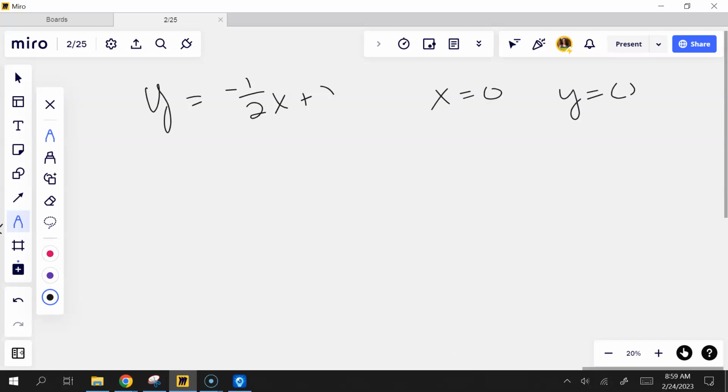X equals 0, y equals 0 just tells me that I'm in quadrant 1. Number 3. All right, so I'm first quadrant up 2, down 1 over 1, 2, down 1, oops.